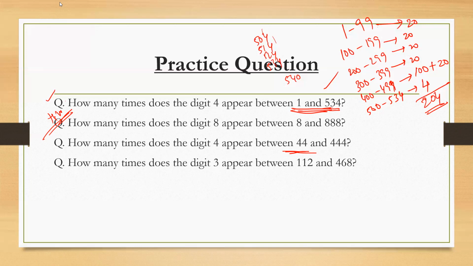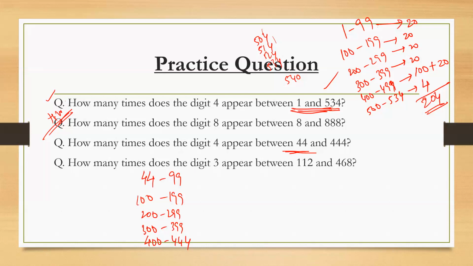Dinesh 125, Abhishek 122. Okay. 127. Okay. So here, how many numbers are there?